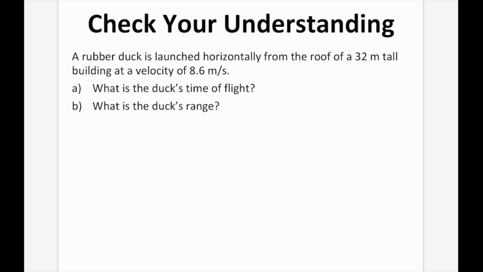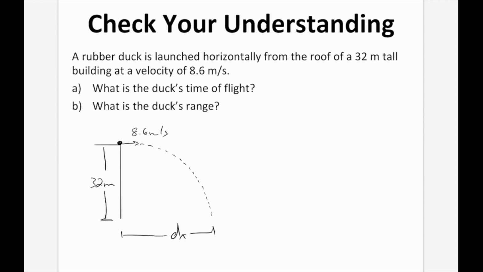Check your understanding. A rubber duck is launched horizontally from the roof of a 32-meter-tall building with a velocity of 8.6 meters per second. So first thing we got to do is draw it out. So we know that our rubber duck is going to be launched at 8.6 meters per second, and it's going to follow a parabolic route that looks something like that. Our dx is going to be here, and we know that our building is 32 meters high. A says, what is the time of flight? So time is a question. And B says, what is the duck's range?